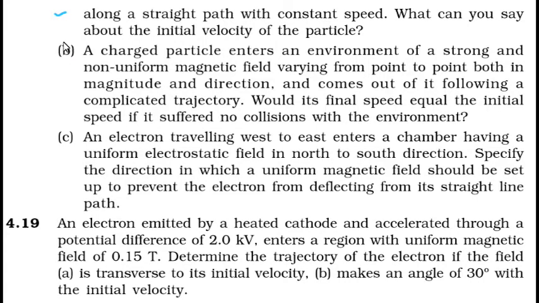Part B, a charged particle enters an environment of a strong and non-uniform magnetic field varying from point to point both in magnitude and direction, and comes out of it following a complicated trajectory. Would its final speed equal the initial speed if it suffered no collision with the environment? Let us see the solution.